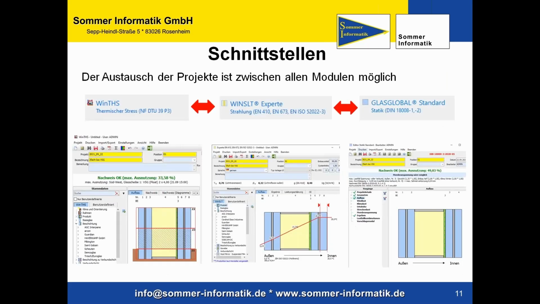Another very important point to note are the interfaces. These are possible between the individual modules of Sommer Informatik, i.e. you can, for example, record and calculate a construction in WinTHS. By switching to the other modules such as WinSLT or Glass Global, you can calculate these constructions in WinSLT for radiation, calculate the UG value, transmission levels, and then switch to Glass Global at the same time and have a static verification calculated for the construction you have just made.